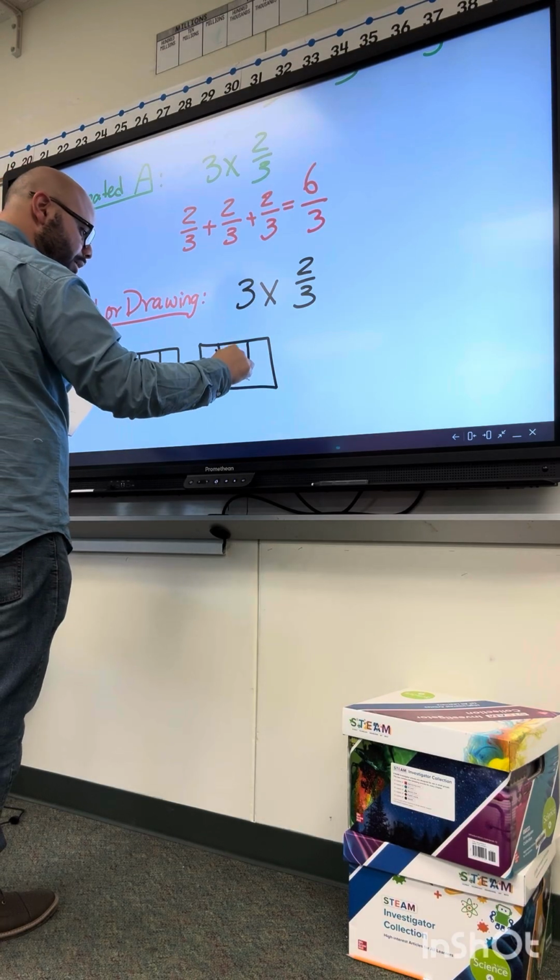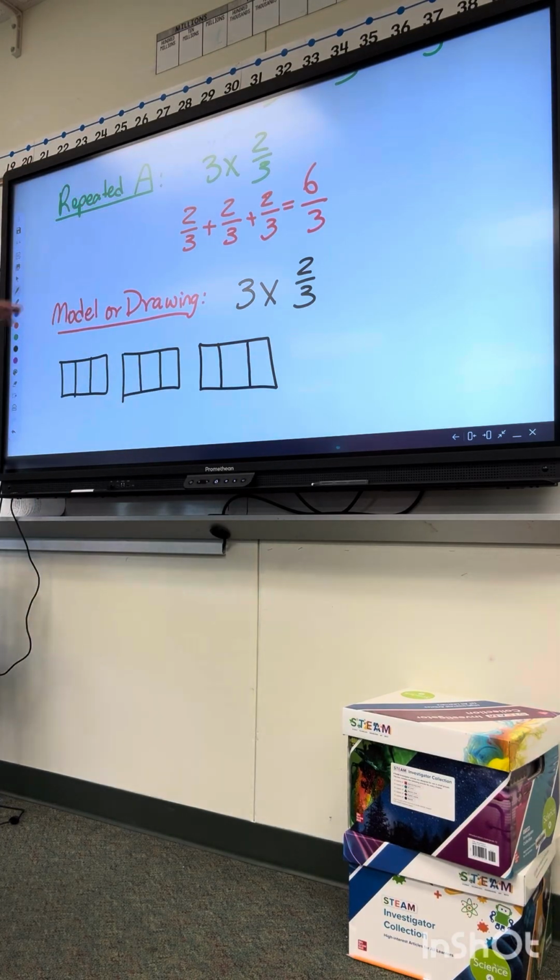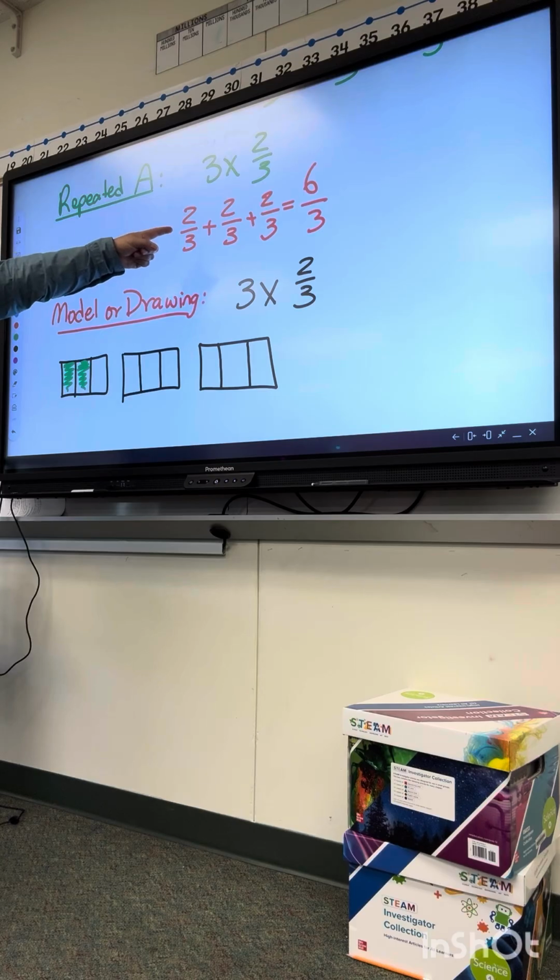And if you look at it, the same thing that you see here, you're seeing it here, just in model form. 2/3 is 2/3. Okay? Repeated addition, model form. You see it in numbers, you're seeing it in drawings.